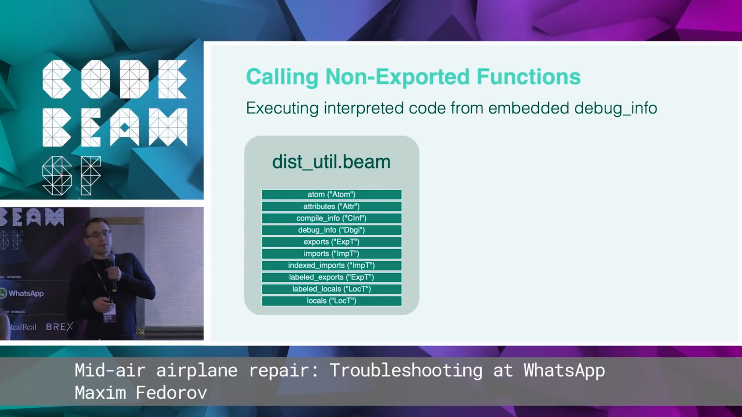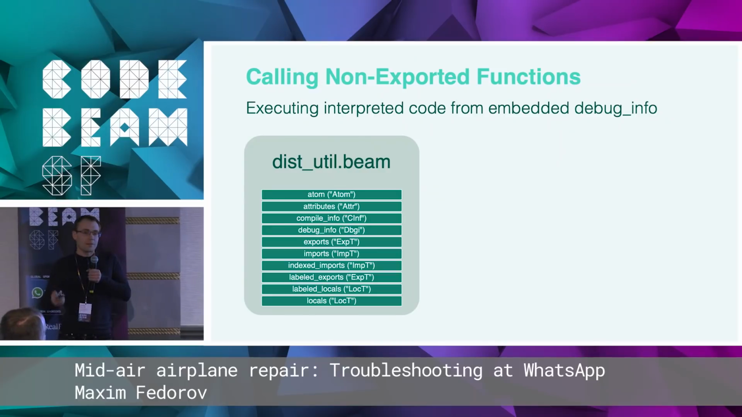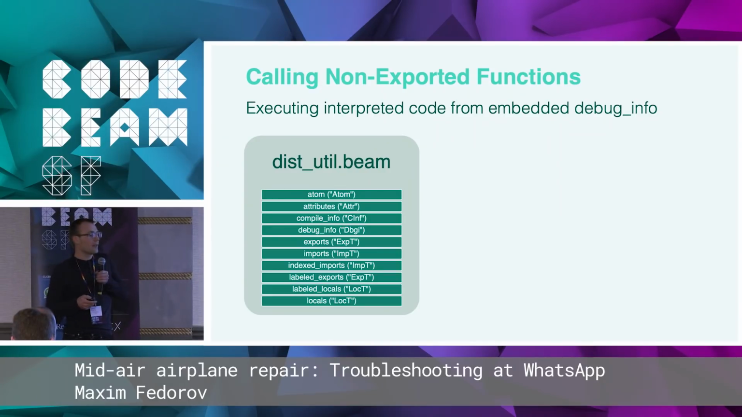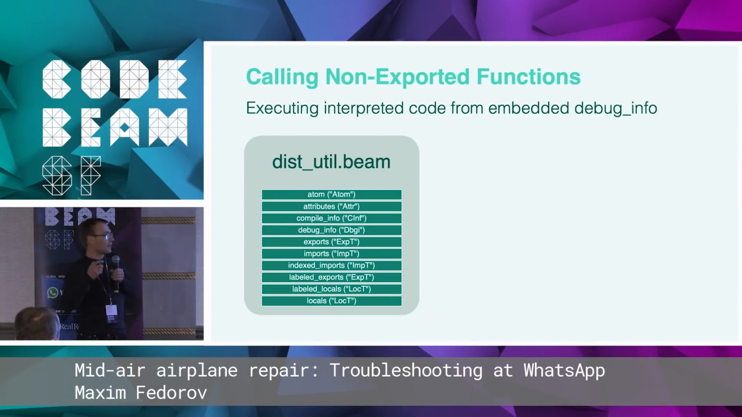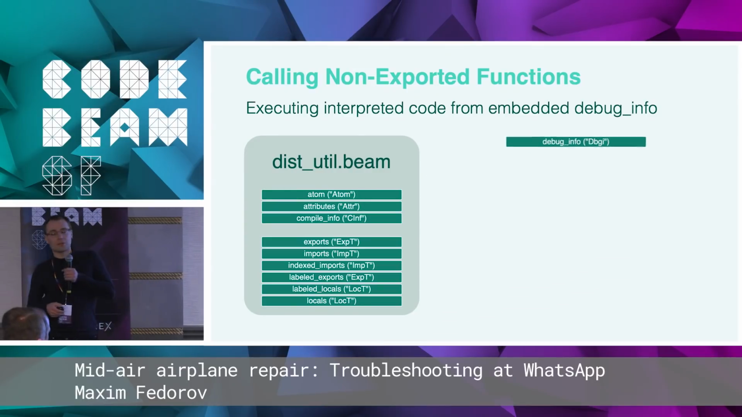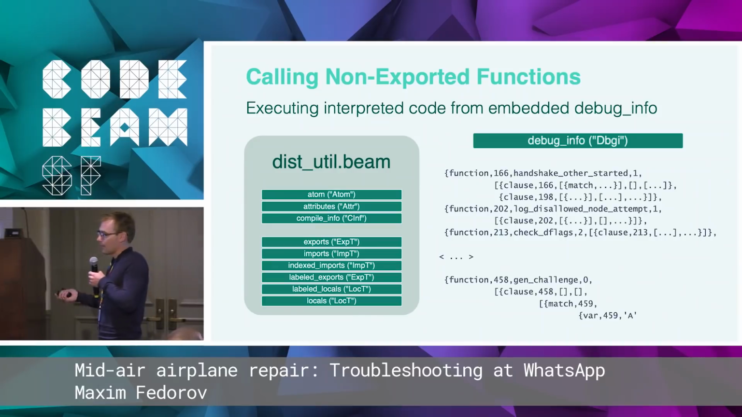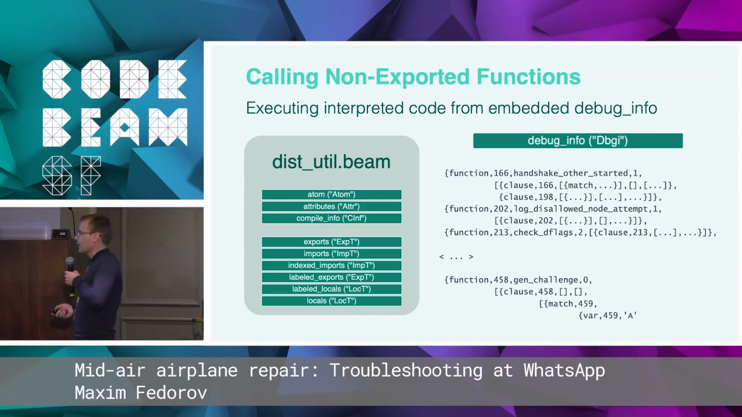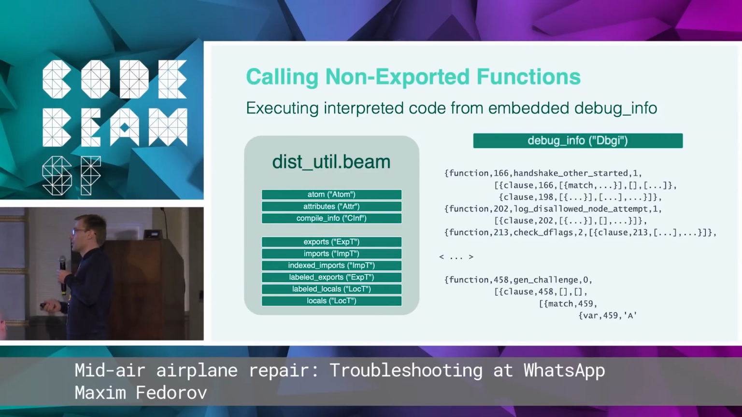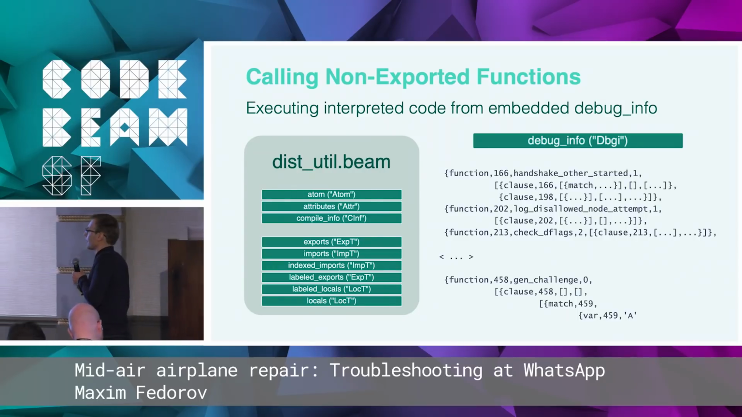How does it work? That's simple. If a BEAM file is compiled with debug information, we just take the chunk that contains the debugging information, basically get the abstract syntax tree, and evaluate it just the way the shell does. Simple, but effective.